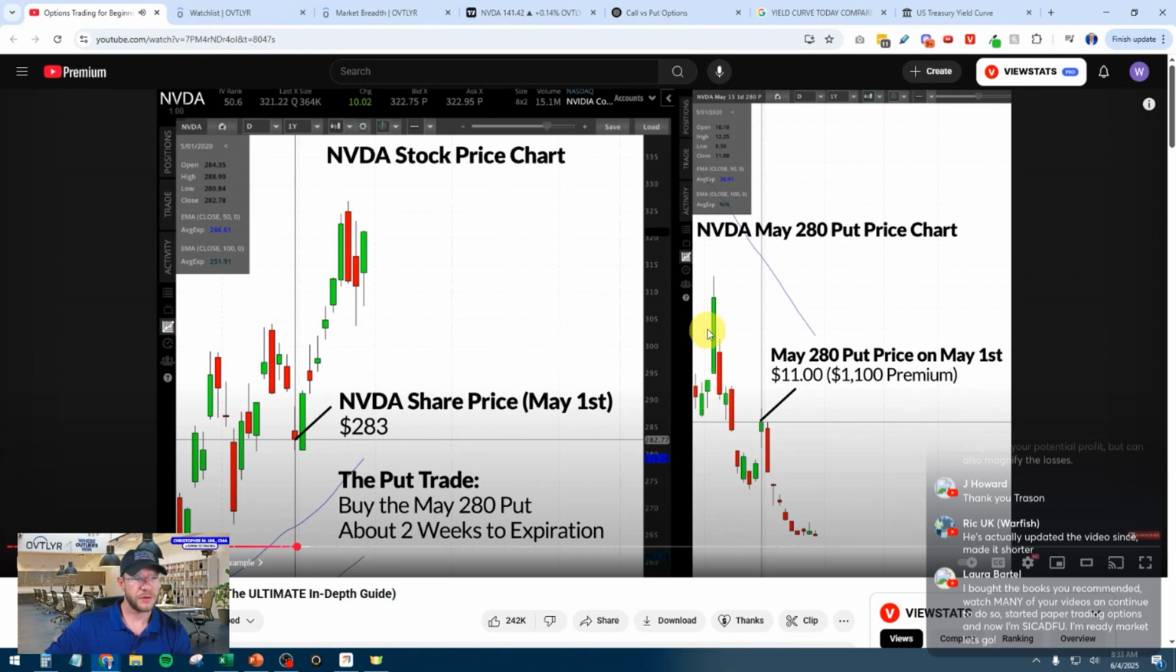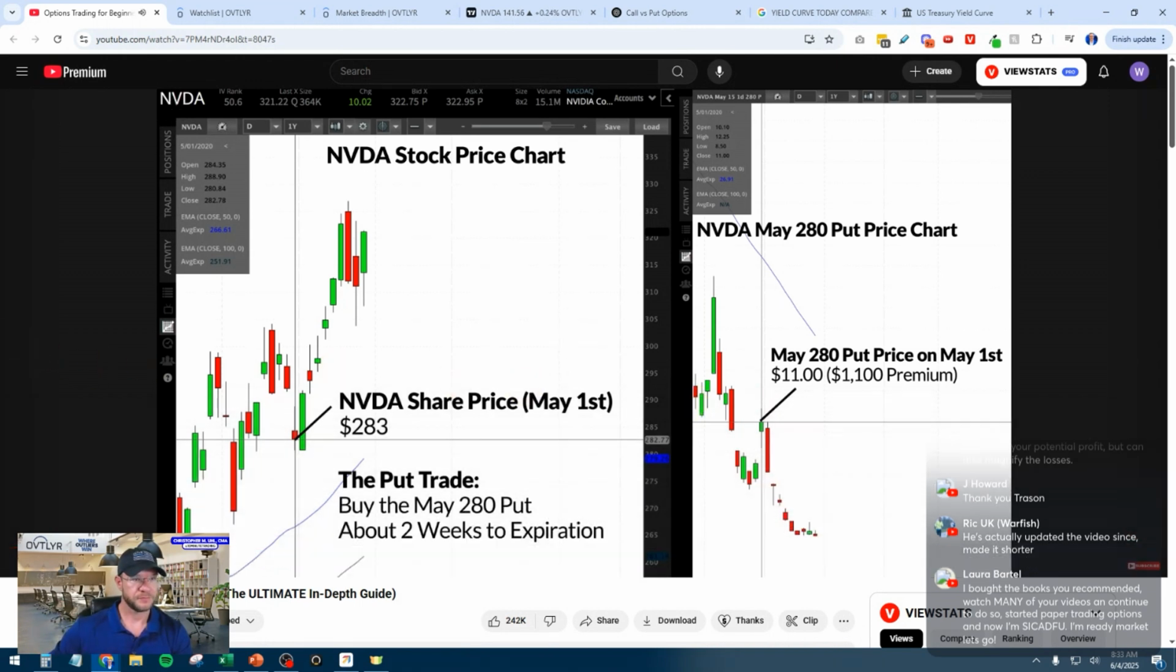For those of you who don't know, the right-hand chart right here is the price of the option. This is the price of the option. This is the price of the stock. As you can see, as the price of the stock is going up, the price of the option, a put option, is going down in value. Remember, puts go up in value as the price of the stock goes down. Puts go down in value as the price of the stock goes up. They're inverse to the price of the stock. Which had about 2 weeks to expiration at the time of entering this trade.